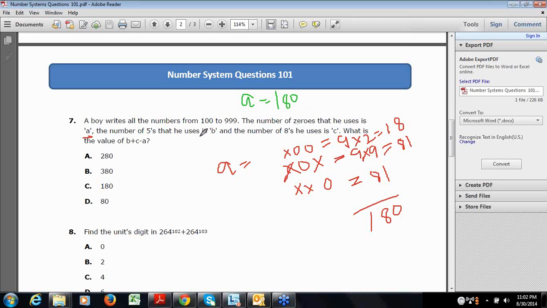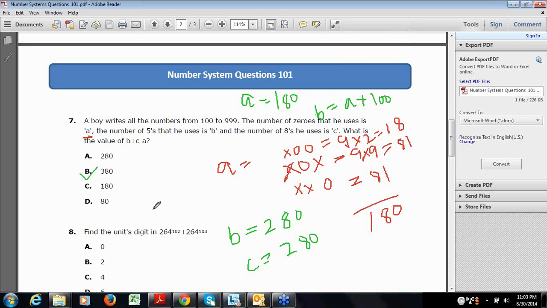So what differentiates A from B? Only one thing, that 0 cannot be on 100th position. So what will be B? B will be A plus 100. So B will be what? 280. Similarly, C will be what? A plus 100, that will be 280. So B plus C minus A will be what? 380.